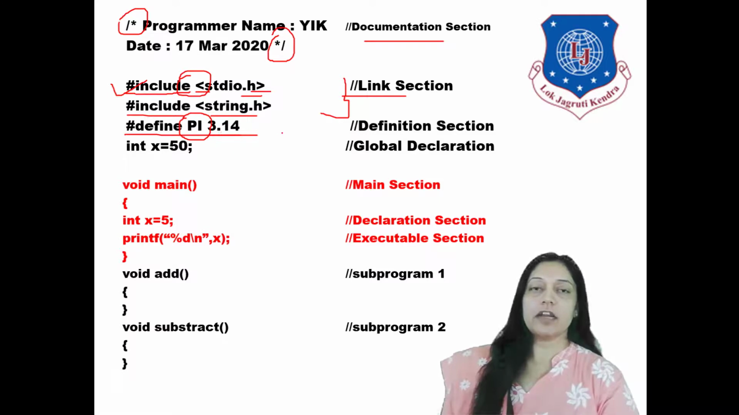The value of PI would be 3.14. After a space you write 3.14, which means I am going to use a variable PI in my program, and the value of PI would be substituted as 3.14. Okay, hash define. So hash include and hash define, the link section and definition section, should always be outside the main part. It should never be inside any particular function.